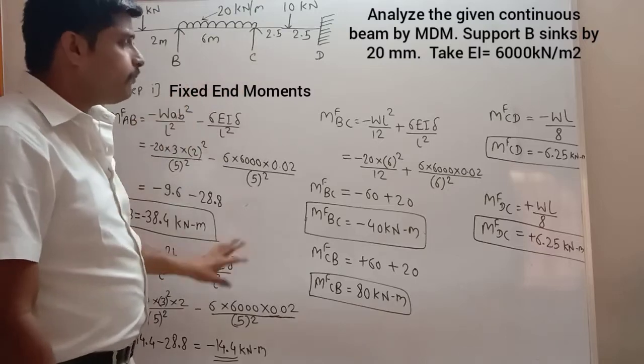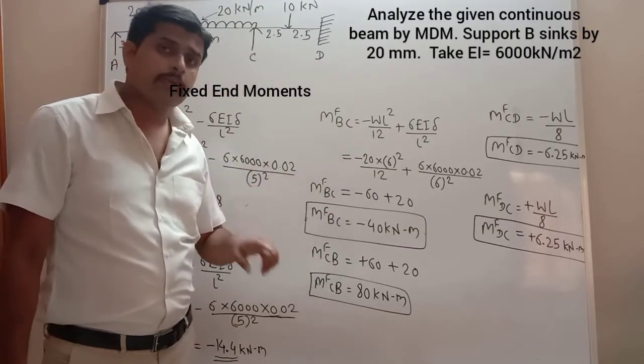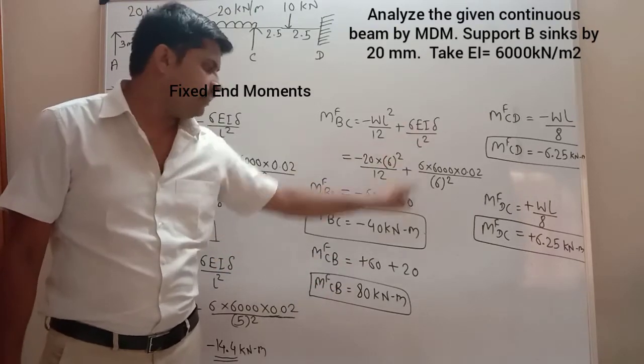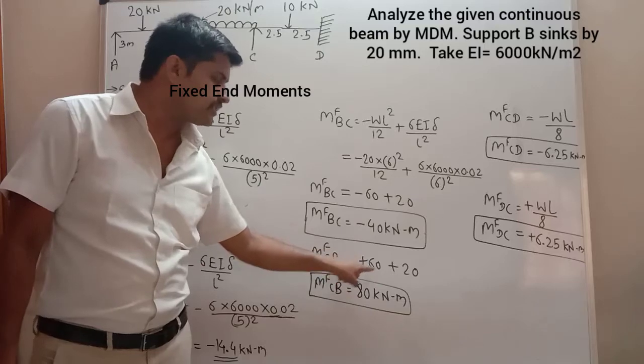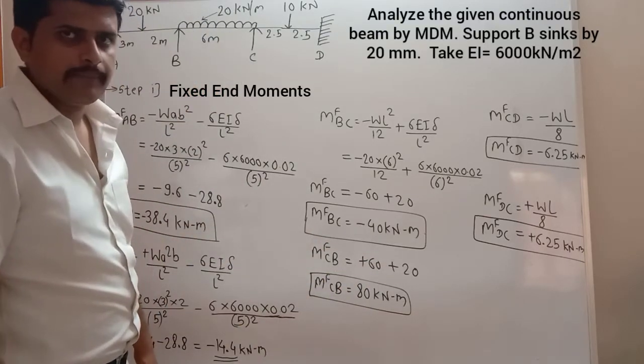For CB, the formula will remain the same, that is WL square by 12 with plus sign, and the settlement term will remain the same. Hence plus 60 plus 20, we will get 80 kilonewton meter.